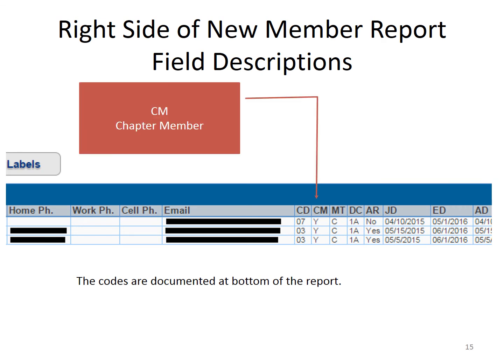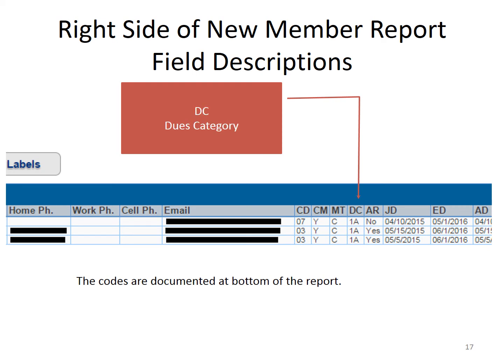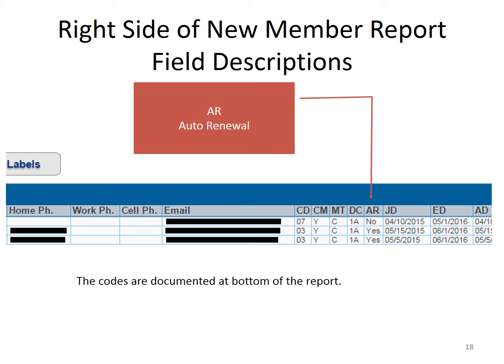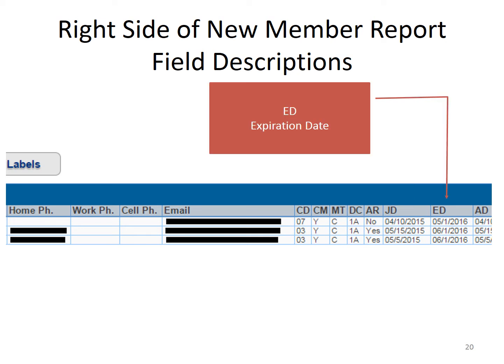The chapter member is almost always Y, indicating the person is a chapter member. The member types are described in more detail at the end of the report, as well as the dues category. If your member is selected auto renewal, it will be displayed here. This is the first day the member joined NARFE for most members. Members transferred on the death of a spouse will show the spouse's join date. This will usually show when their membership expires.